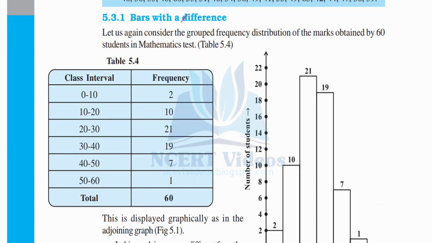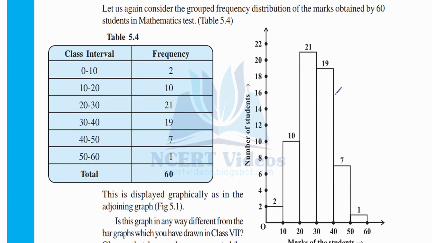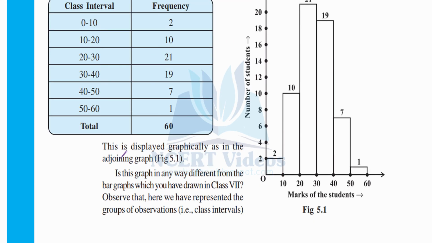Bars with a difference. Let us again consider a grouped frequency distribution of the marks obtained by 60 students in a mathematics test. So this is the information that has been depicted in this grouped frequency distribution. Again, grouped means we are going to have classes, that is the classification, and frequency means number of times that particular instance is happening. So the thought should strike in your mind when we talk about group, that we are talking about classes. This is displayed graphically as in adjoining figure. The same has been represented over here.